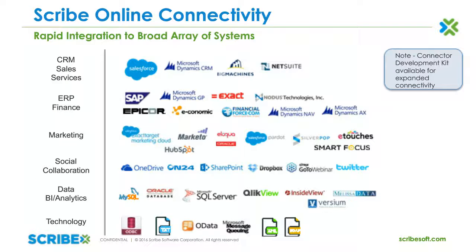So before someone asks, Scribe Online provides great connectivity to all sorts of business applications like CRM, ERP systems, also marketing systems, service systems, collaboration systems, analytic systems. We provide connectors that make it very fast for you to integrate those different systems. And for developers, we have a connector development kit, so if you had something unusual that for some reason we didn't support, you could always, in a fairly quick fashion, create a connector to something new that we don't support.